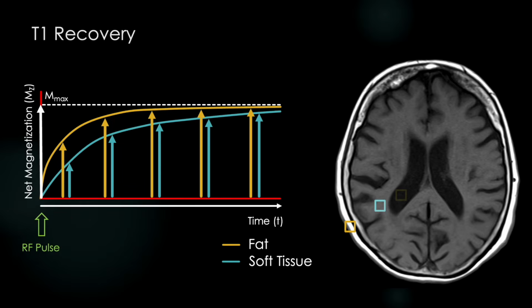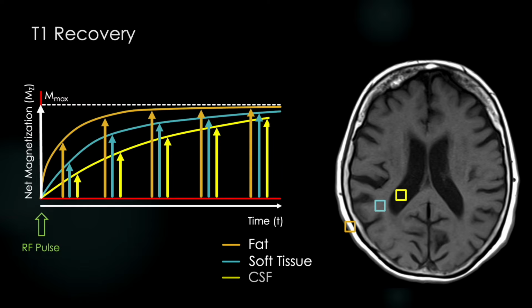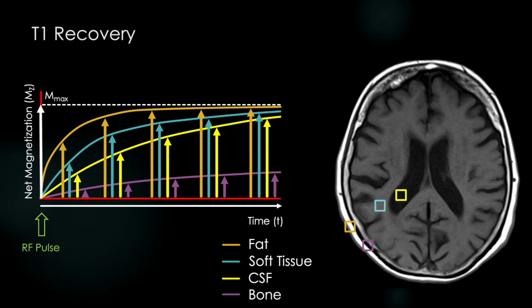A voxel containing CSF is even slower than fat and soft tissue, spinning and spinning happily after excitation for a long time before deciding, hey, party's over, let's realign back with the z-axis, shown by this curve. Finally, let's graph a voxel containing bone. It contains few protons, producing little signal, and takes a long time to regrow its maximum value.